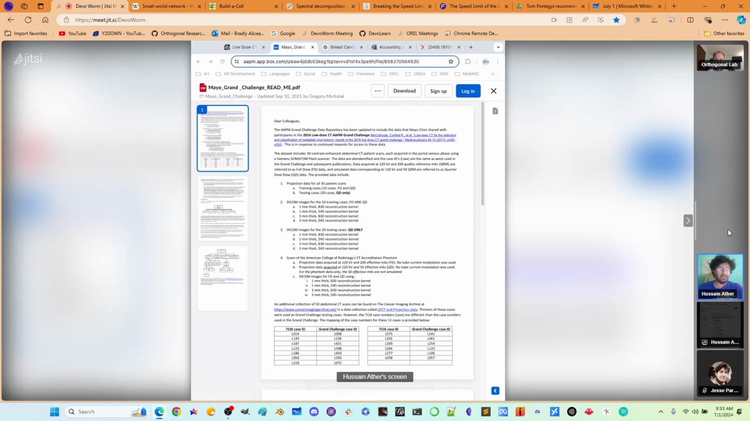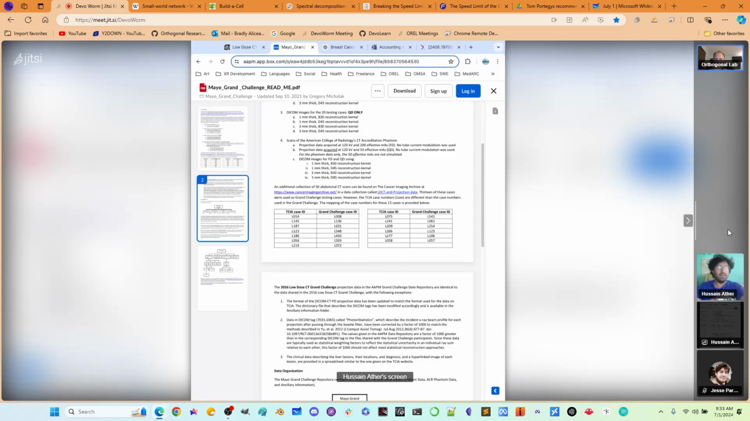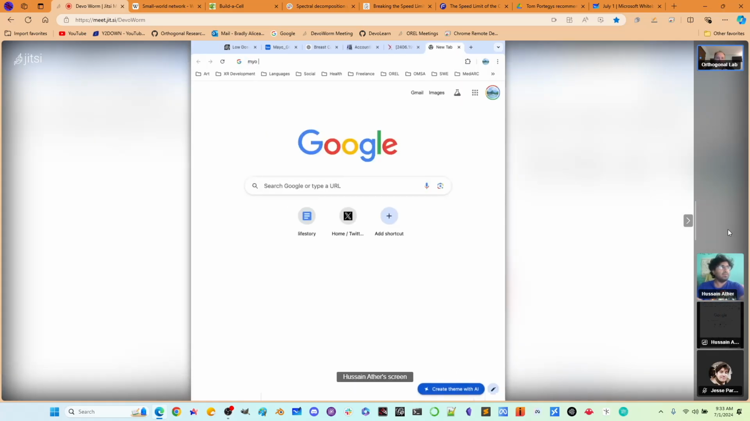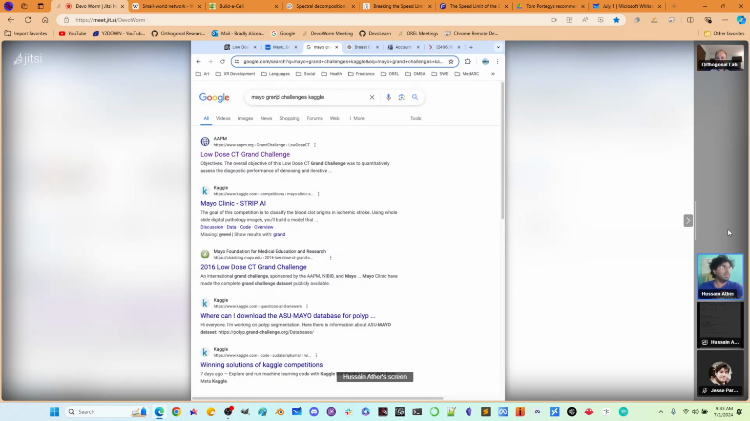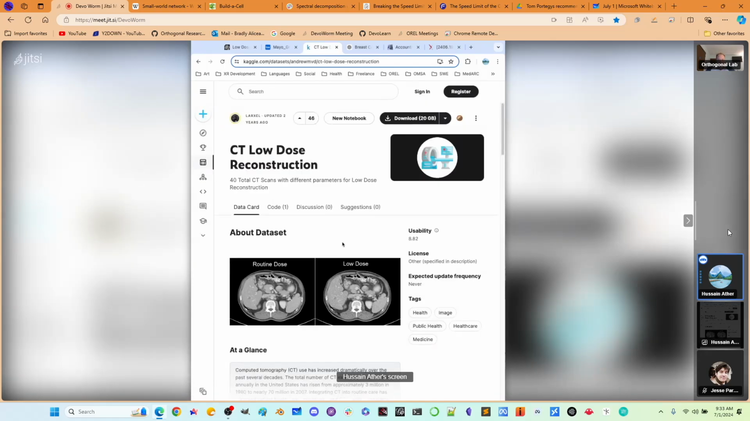Looks like they published it in 2017, so they actually have a paper associated with this. So who won the Grand Challenge, I wonder? I think there was a Kaggle dataset for it. Maybe they put it on Kaggle. Yeah, they did put it on Kaggle. Okay, good. Cool.